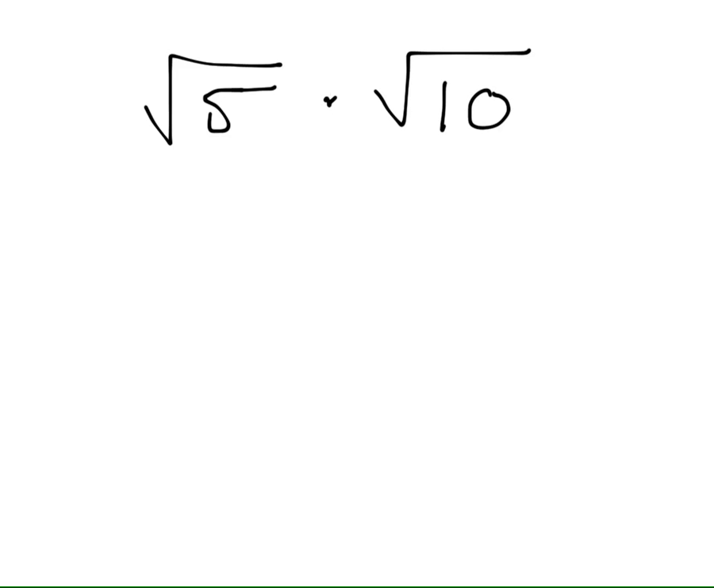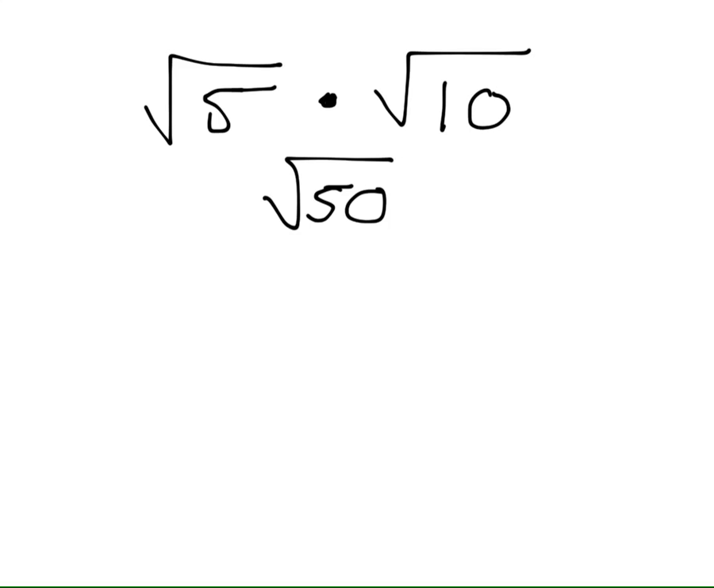Okay. Multiplying square roots. One easy rule to follow with multiplying square roots is you multiply the stuff on the outside of square roots together and you multiply the stuff on the inside of the square roots together. In this case, there's nothing on the outside of the square roots. So square root of 5 times square root of 10 just becomes square root of 50. You just multiply the stuff on the inside of the square root together. But then you can simplify square root of 50 just like we did before.